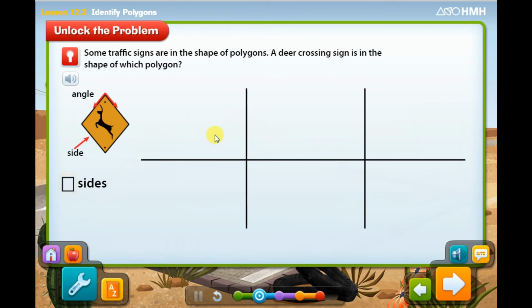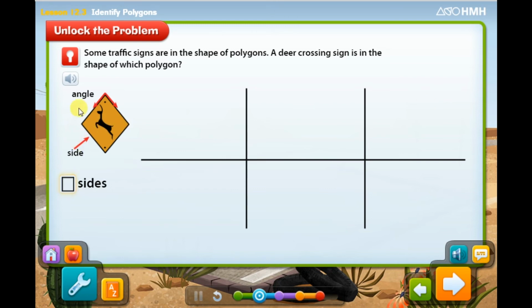If I have 4 and 4, this means quadrilateral. Quad means 4 and lateral means sides. So the word quadrilateral means a 4-sided shape. If I have 5 sides with 5 angles, this is called a pentagon, which is also a Latin word. If I have 6 and 6, this is called a hexagon. If I have 7 and 7, this is called a heptagon. If I have 8 and 8, this is called an octagon. If I have 9 and 9, this is called a nonagon, and finally 10 and 10, this is called a decagon.